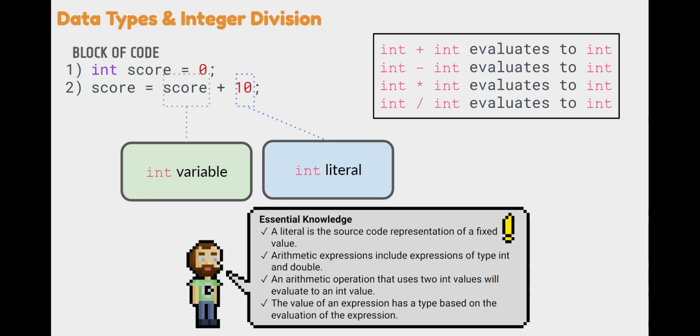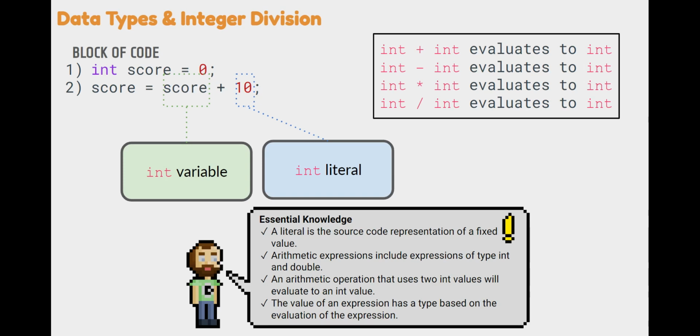That lines up with our essential knowledge. A literal is the source code representation of a fixed value. So that 10 in our source code, that is a representation of the fixed value of 10. That is an int literal. Arithmetic expressions include expressions of type int and double.